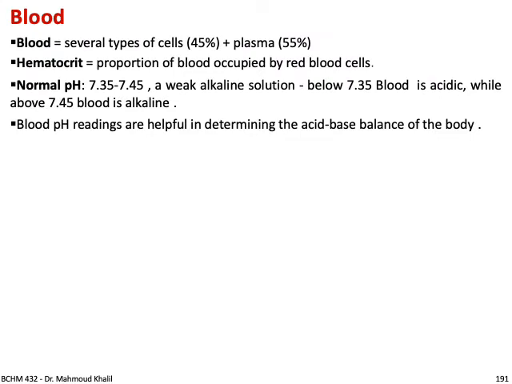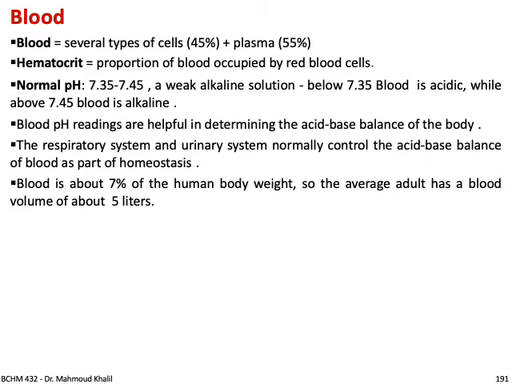Blood consists of several types of cells, which represent 45%, and the plasma, 55%, while the hematocrit is the proportion of blood occupied by red blood cells. The normal pH of the blood is around 7.35 to 7.45. It's a weak alkaline solution. Below 7.35 is acidic, and vice versa, above is alkaline. Blood pH readings are very helpful in determining the acid-base balance of the body.